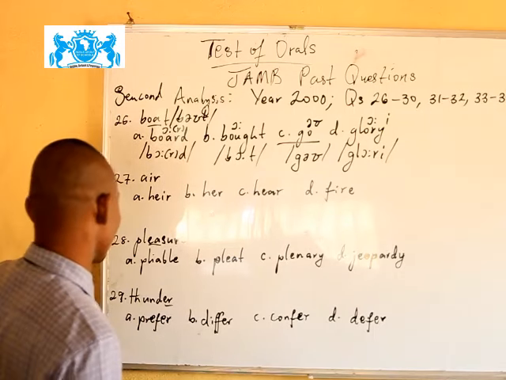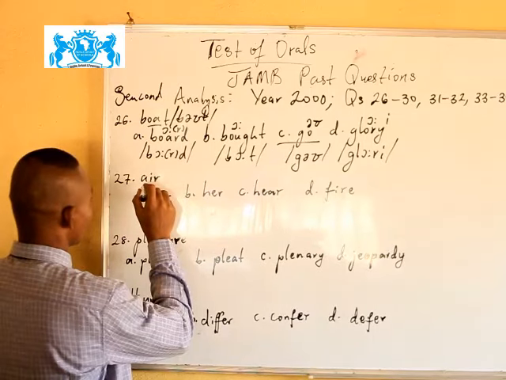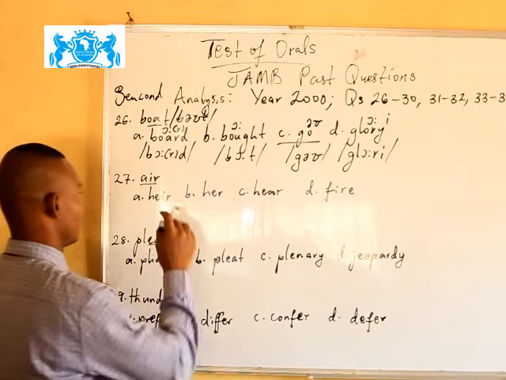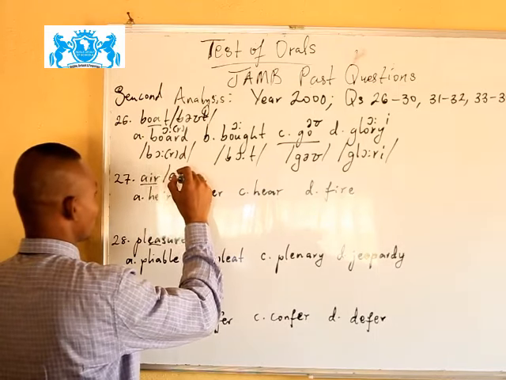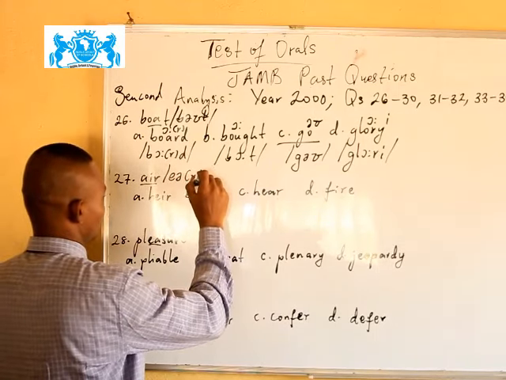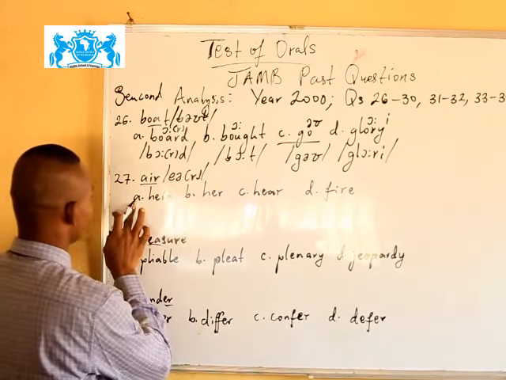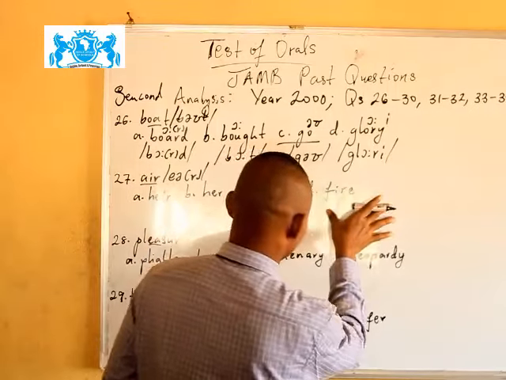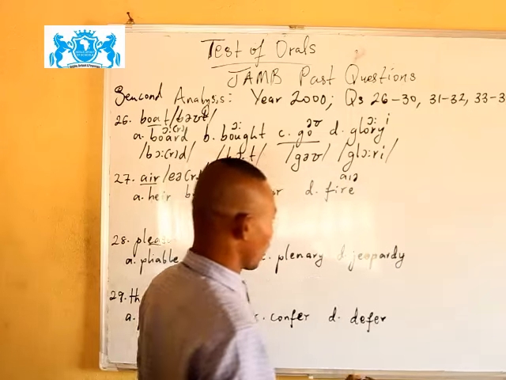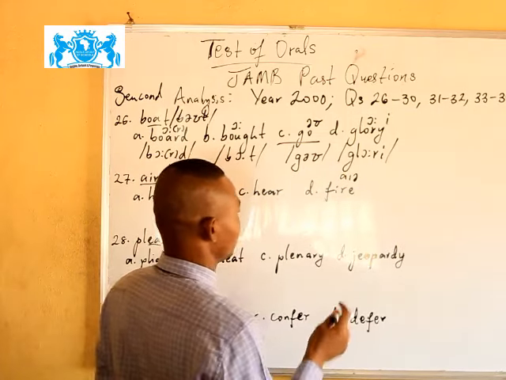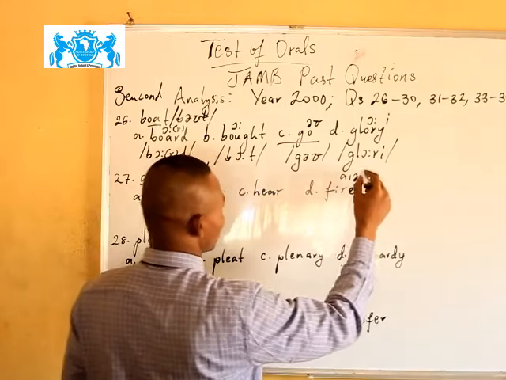question number 27. And the word we have there is air. So we underline all of the letters there. We transcribe as this. This is a diphthong. We can start from the last one. We take air. This is a diphthong. Air, that is fire. If you like, we put the R.